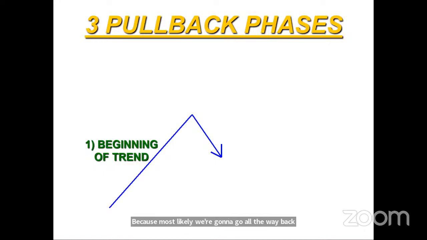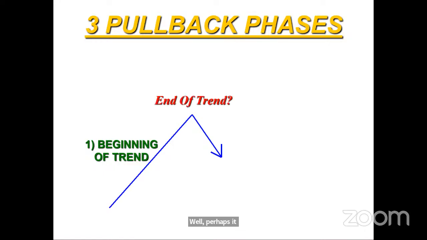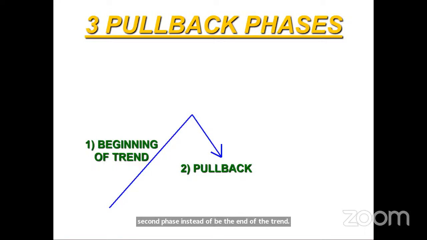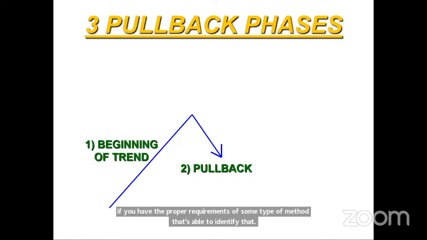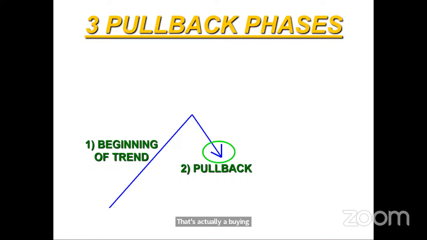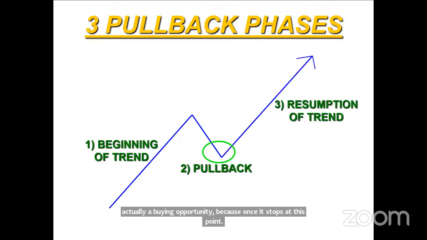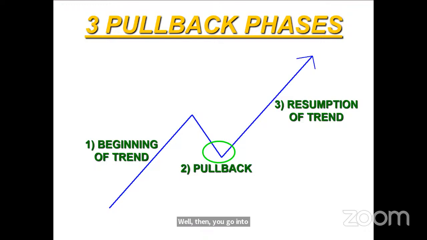Well, perhaps it could be that, or it could be the second phase. Instead of being the end of the trend, it could be phase two, which is called a pullback. Now, a pullback is different from the beginning of a brand new trend in that it doesn't last as long. It'll go down to a specific point, but then it will stop. So if you have the proper requirements or some type of method that's able to identify that, that's actually a buying opportunity, because once it stops at this point, you go into phase three, which is the resumption of trend, and you can take advantage of a big swing up move to the first trend, and you can start to make some really nice, consistent gains.